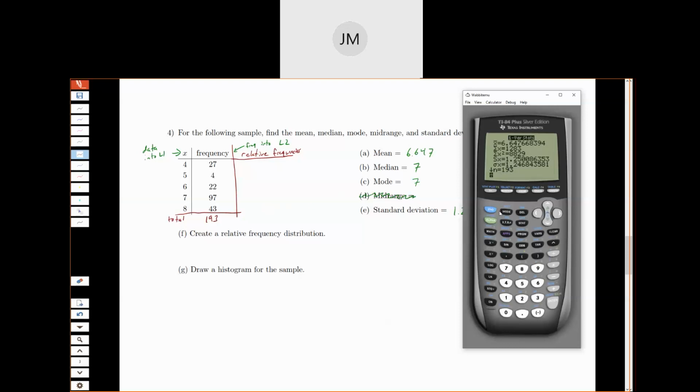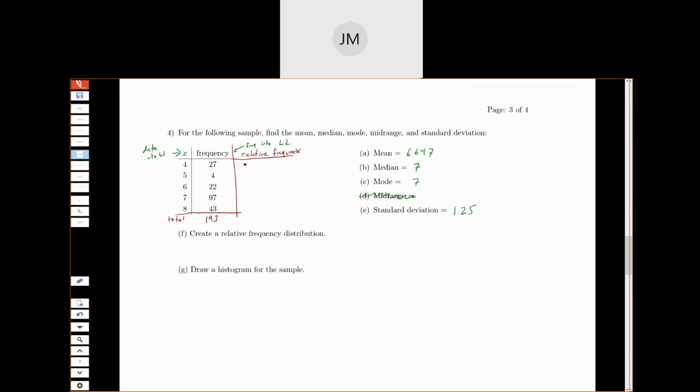Okay, to find the relative frequency, what I'm going to do is just take each of my frequencies and convert it to a percentage of the whole. So I divide by the total, right? For the first one, we're going to take 27 divided by 193. So I get 0.13, I'll go to 4 decimals, so 0.1399. So 27 divided by 193 gives me 0.1399 or 13.99%.